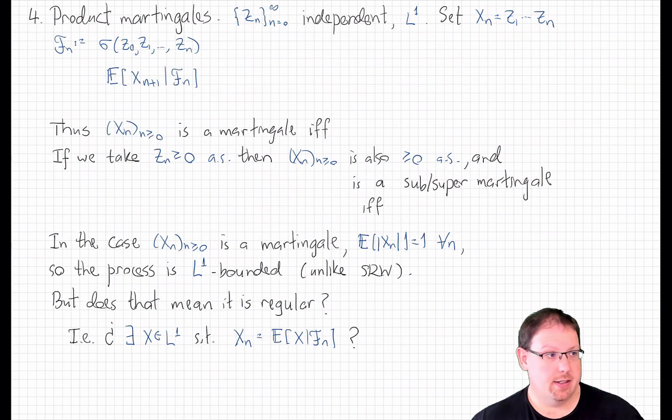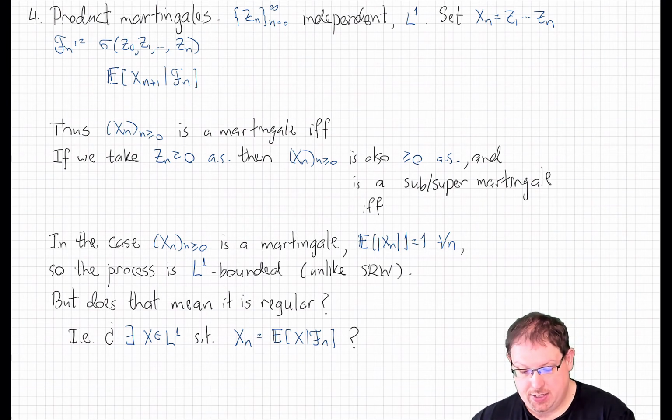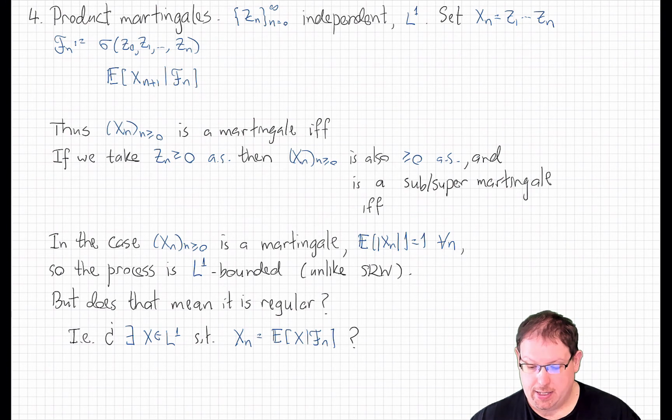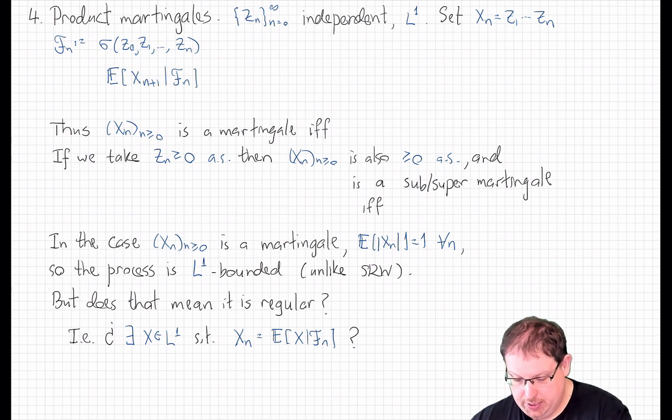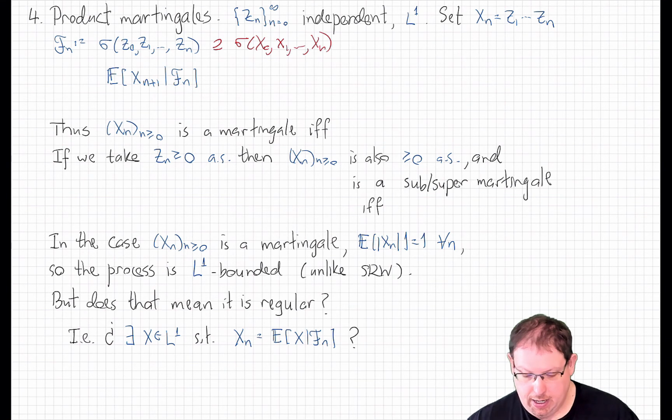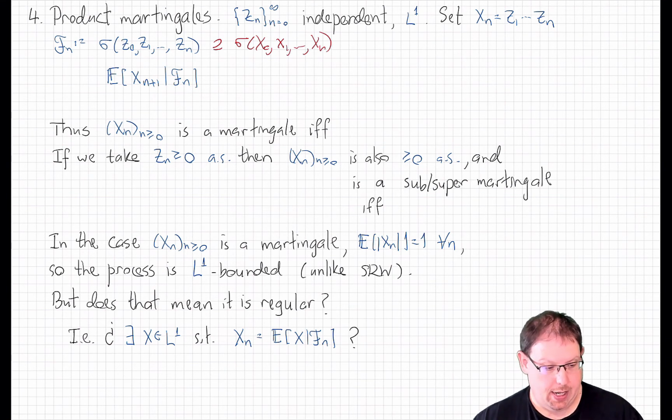We just had sums of independent random variables. How about products of independent random variables? If Z_n is a sequence of independent L1 random variables, then we can take X_n to be the product of the first n of them. As usual, we'll let F_n be the sigma field generated by the first n of these. And from the definition, we can see that this contains the sigma field generated by X_0 up to X_n, since X_n is a function of Z_1 through Z_n.